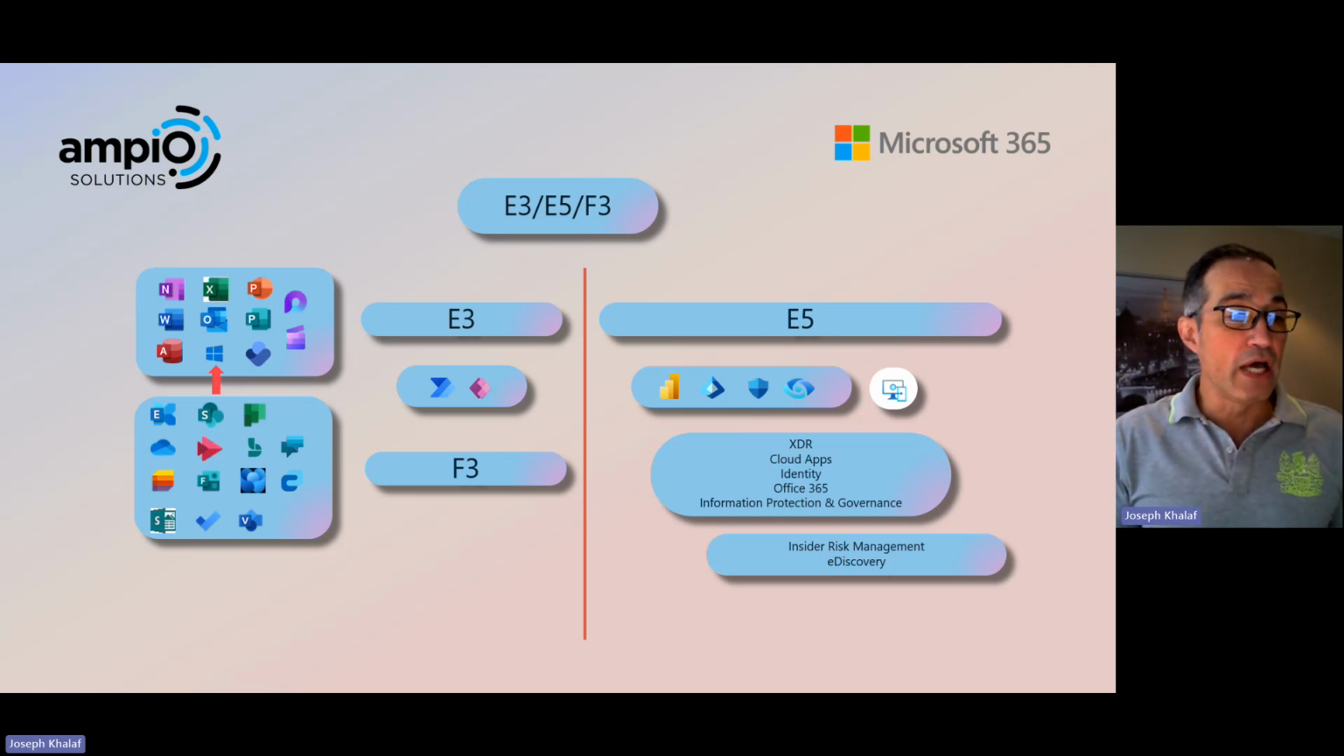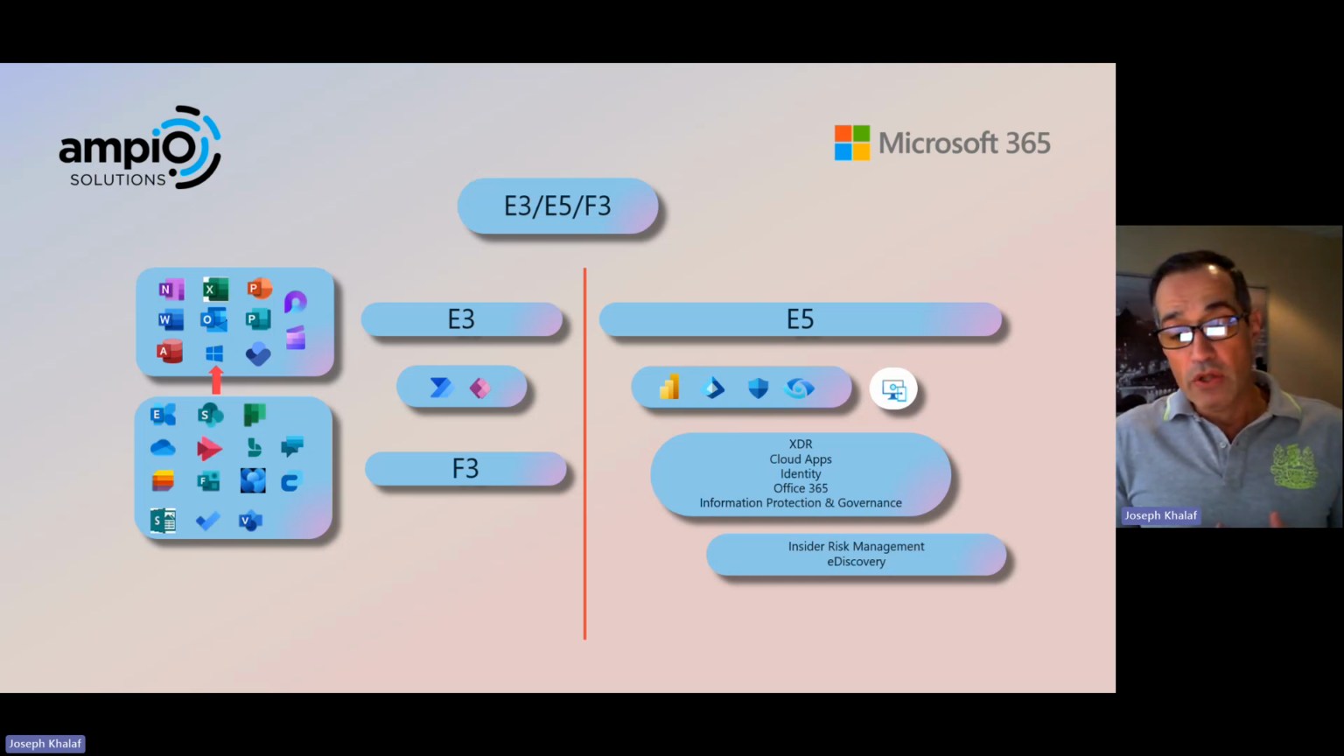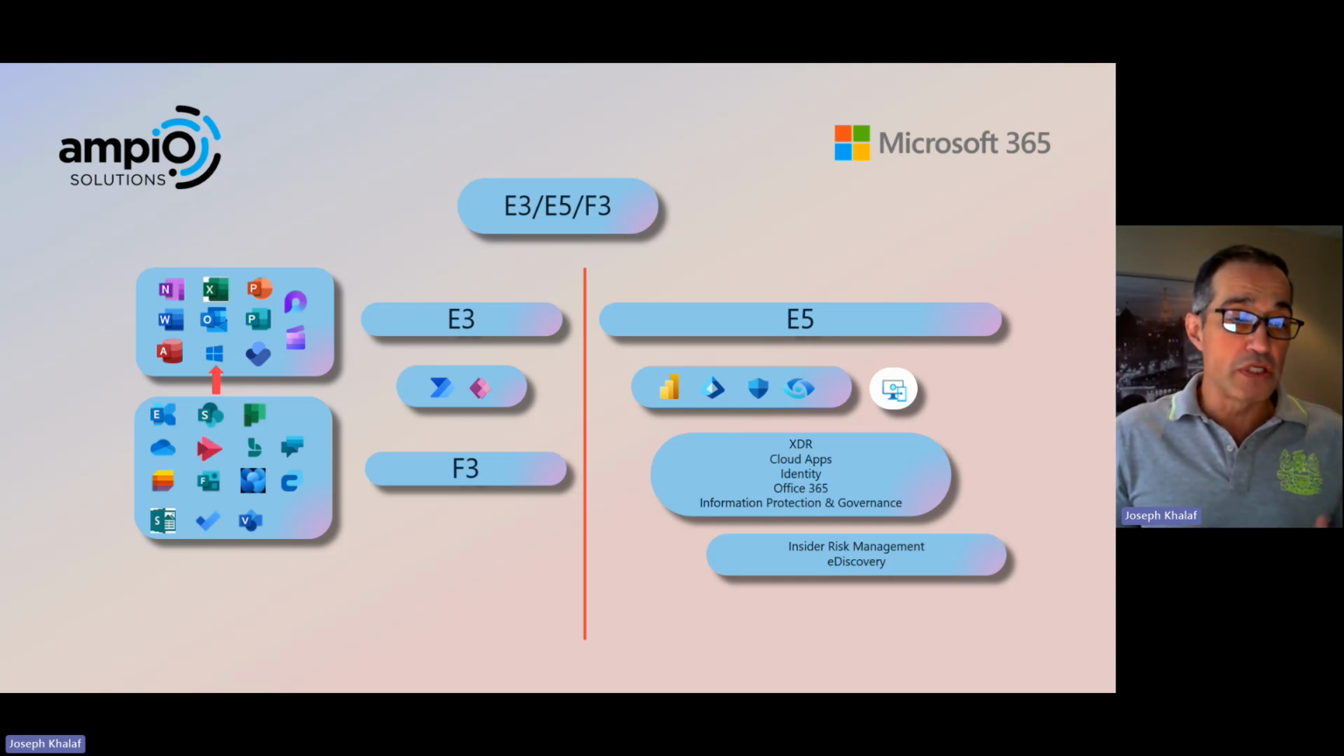You're also getting a lot of your XDR, Defender for Cloud Apps, Defender for Identity, information protection and governance, insider risk management, e-discovery, and the list goes on. It's quite a plethora of security and compliance products that you are going to get with E5. Now, there's going to be a question about, is it worth the spend? That is a question that I will get to in a little bit.